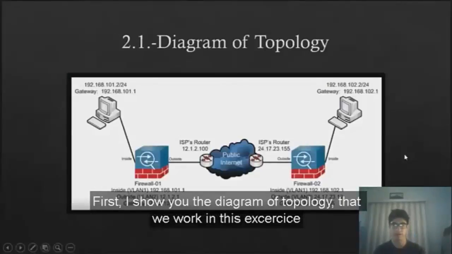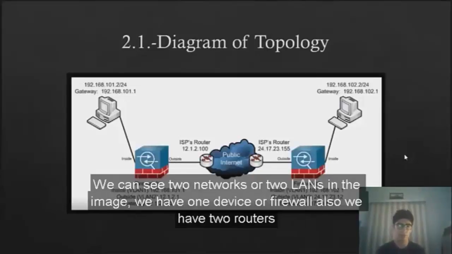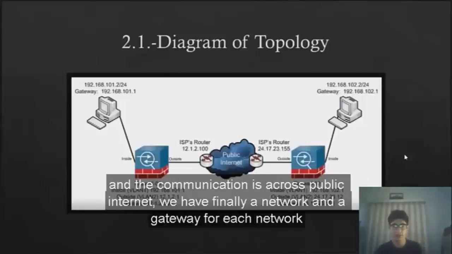First, I show you the diagram of the topology that we work with in this exercise. We can see two networks or two LANs. In each we have one device or firewall. Also we have two routers, and the communication is across the public internet. We have finally a network and a gateway for each network.